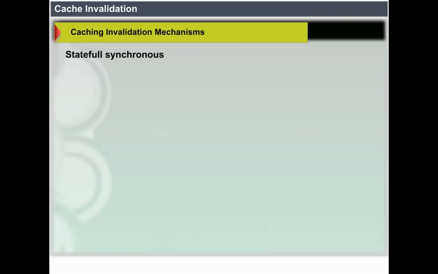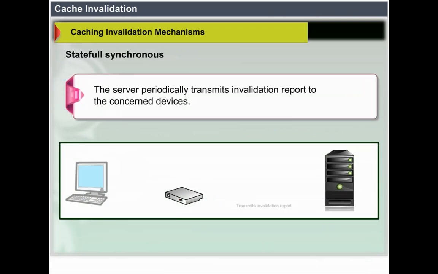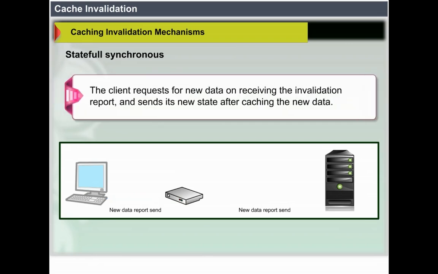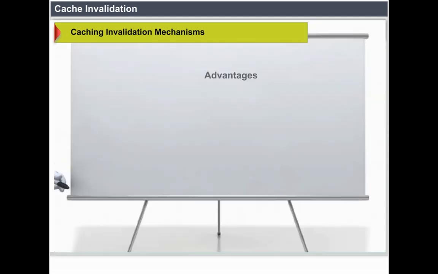Stateful synchronous. Device cache states are maintained at the server. The server periodically transmits invalidation report to the concerned devices. The client requests new data on receiving the invalidation report and sends its new state after caching the new data. If no report is received till the end of the period, the client requests the report.